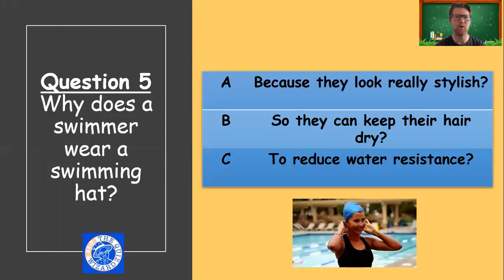Question 5. Science question. Why does a swimmer wear a swimming hat? Is it A, because they look really stylish? Is it B, so they can keep their hair dry? Or is it C, to reduce water resistance? What do you think? Is it because they look really cool, really stylish? Is it so they can keep their hair dry? Or is it to reduce water resistance?